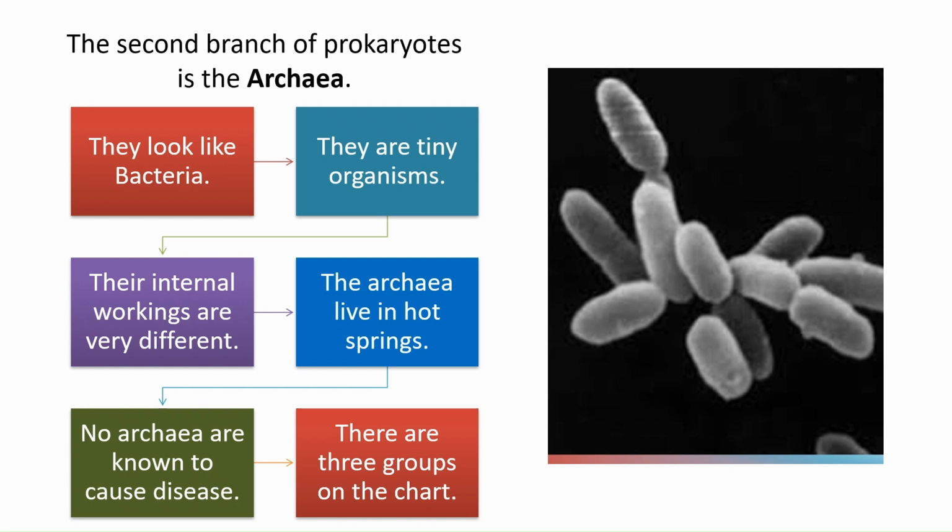The second branch of prokaryotes is the archaea. They look like bacteria. They're tiny organisms. Their internal workings are very different though. The archaea live in hot springs. No archaea are known to cause disease. There are three groups on this chart.